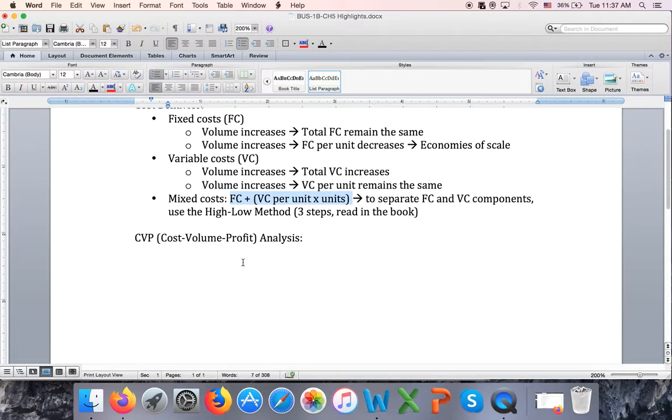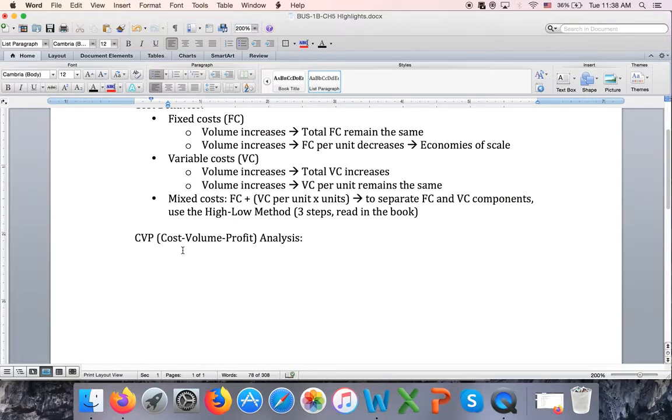Second part of the chapter deals with CVP analysis. What happens if I produce more units? What will happen with my profit? What will happen with my cost? What's the relationship among really 5 components? So like also sales, cost, volume, profit, and net income. So there is a bunch of formulas you need to use here.